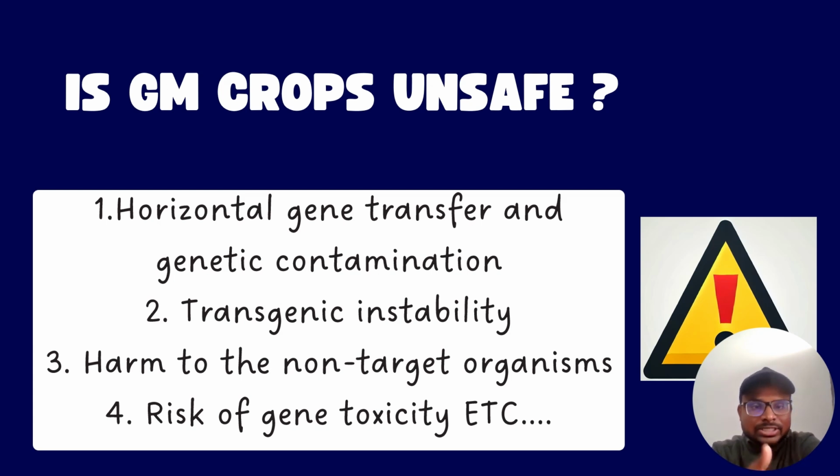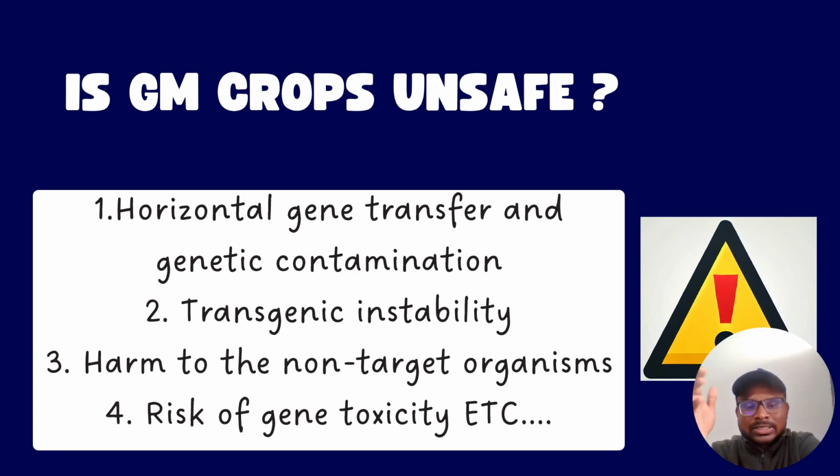For example, horizontal gene transfer and gene contamination. When you develop a transgenic variety, due to horizontal transfer the gene may be transferred to another species, leading to gene contamination and transgene instability. We develop Bt cotton, but unfortunately the Bt gene is not expressed at the required level, which means an epidemic may happen. Another example is harm to non-target organisms. We develop Bt cotton for bollworms, but it affects beneficial insects, which is harmful.